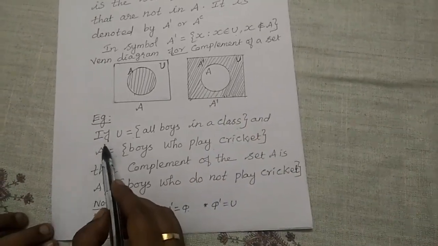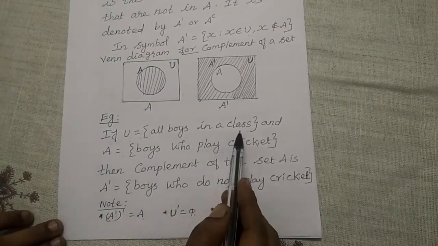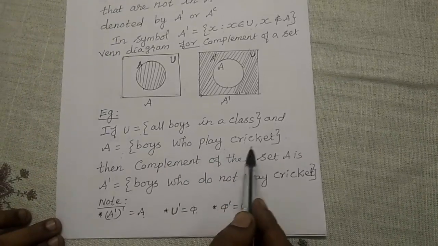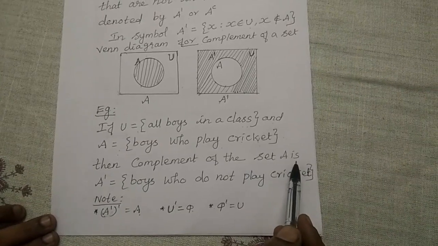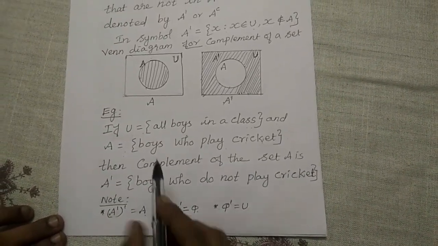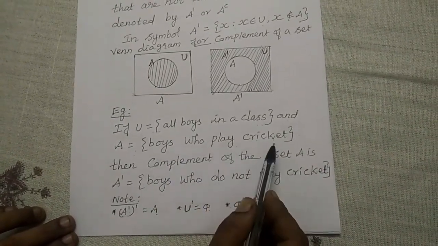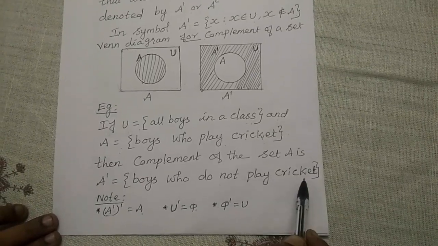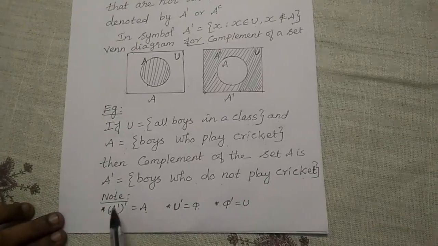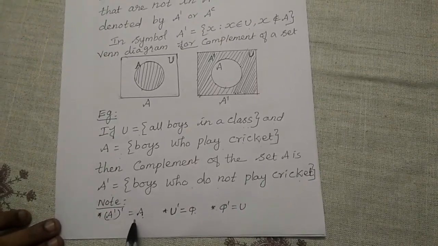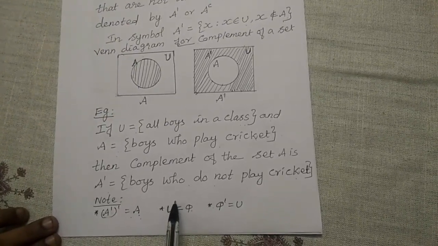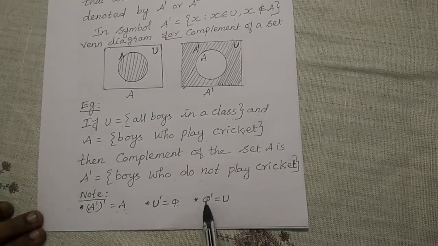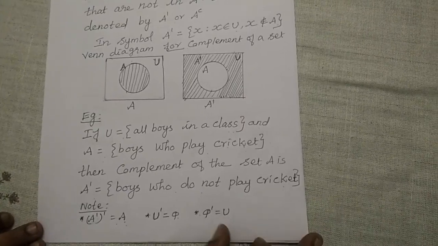For example, if the universal set is all boys in a class and A is the set of boys who play cricket, then the complement of set A, A dash, is the boys who do not play cricket. This is A complement. Then notice the complement of A complement is A. The complement of the universal set is phi, and phi dash is equal to the universal set.